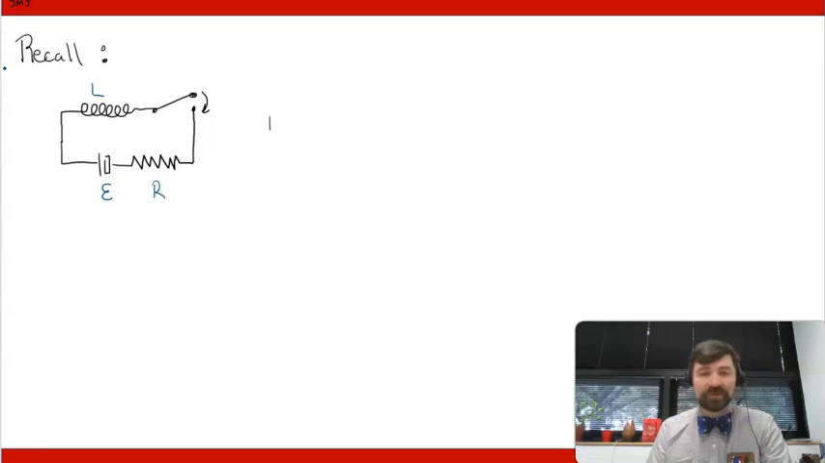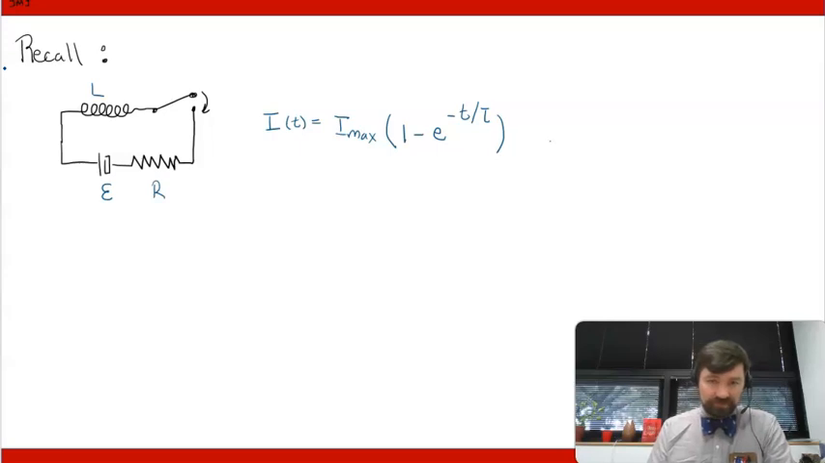And what we ended up getting was that the current as a function of time should look like the maximum current, or sometimes I max, sometimes I naught, times 1 minus e to the negative t divided by tau, and so this is my charging circuit.